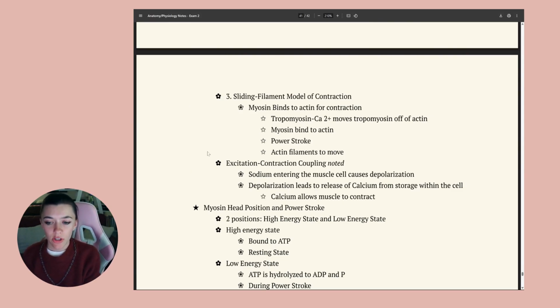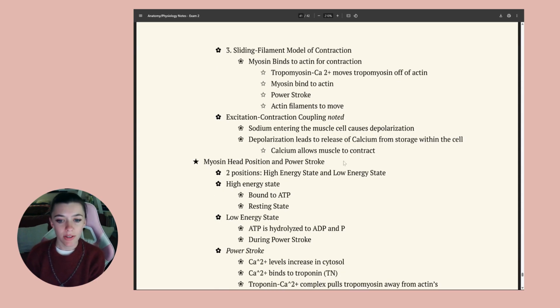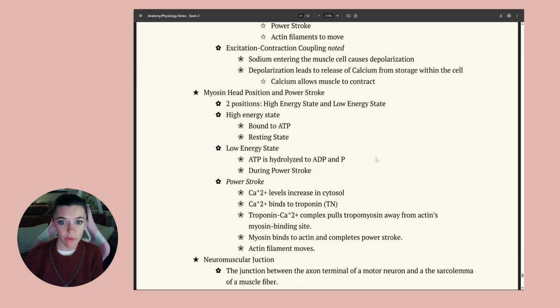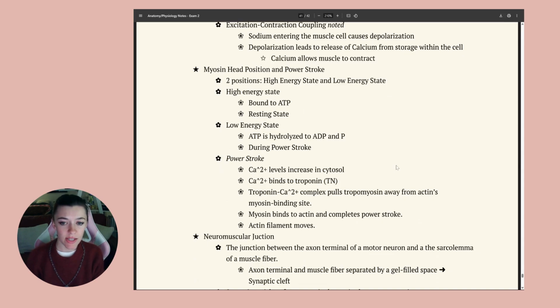Excitation-contraction coupling, noted. Sodium entering the muscle cell causes depolarization. Depolarization leads to the release of calcium from storage within the cell, and calcium allows the muscle to contract. Myosin head position and power stroke: there are 2 positions, a high energy state and a low energy state. The high energy state is bound to ATP, and it's the resting state. In the low energy state, ATP is hydrolyzed to ADP and P, and that is during the power stroke.